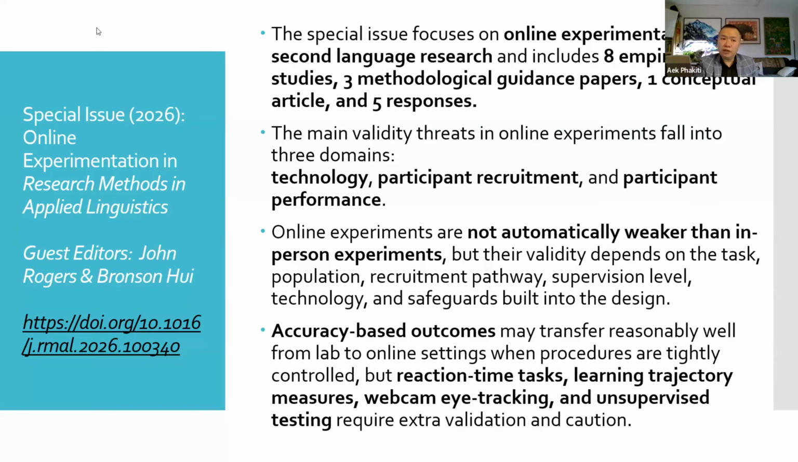Before we go, I think it's quite important for us to look into the new trends. The journal here is Research Methods in Applied Linguistics. It's now getting momentum. It started a few years ago, and now it's got a lot of good publications and series. There is one special issue on online experimentation, edited by John Rogers and Bronson Hui. It's actually quite interesting to read.